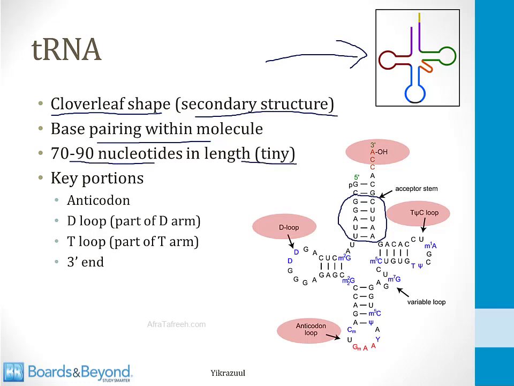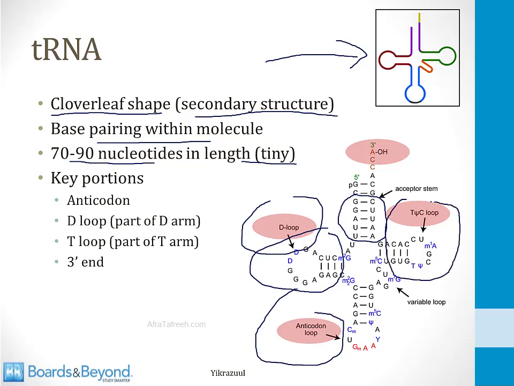And there are four key portions that you need to understand for the Step 1 exam. The first part is the anticodon loop at the bottom. The second part is the D loop, which is part of the D arm of the cloverleaf. Third part is the T loop, which is part of the T arm of the cloverleaf. And the final part is the 3' end. We'll talk about all of these in the next couple of slides.